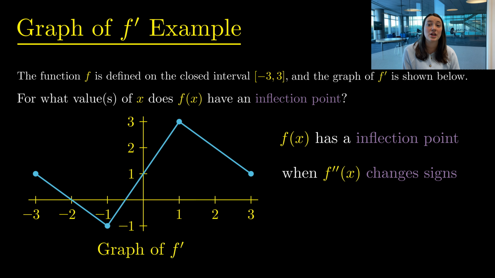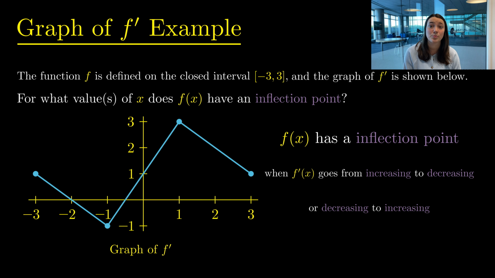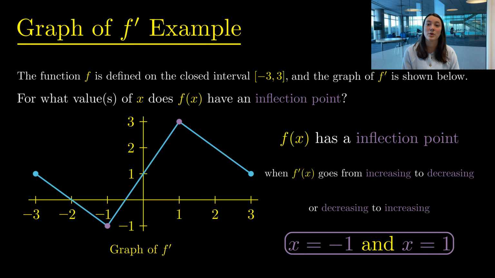Instead, since we are given a graph of f prime, we are going to use the rule that says that f has an inflection point where f prime goes from increasing to decreasing or decreasing to increasing. It looks like f prime goes from decreasing to increasing at x equals -1, and f prime goes from increasing to decreasing at x equals 1. Thus, f has an inflection point at x equals -1 and 1. Now, you can solve all of the main questions that utilize a graph of f prime.